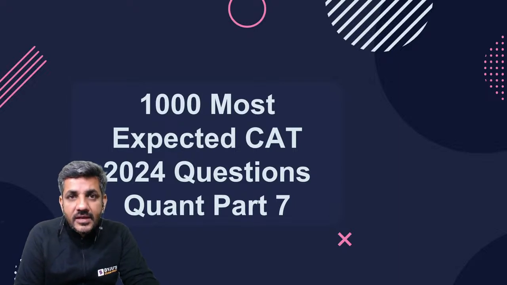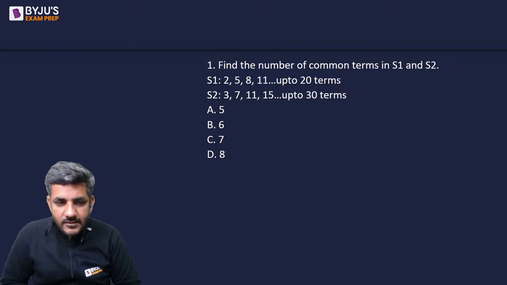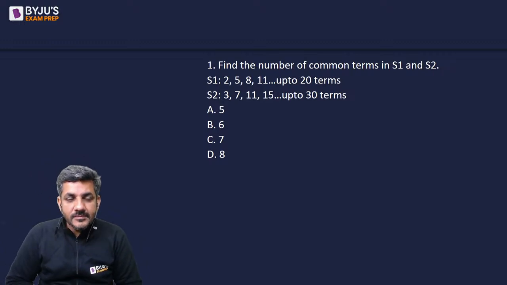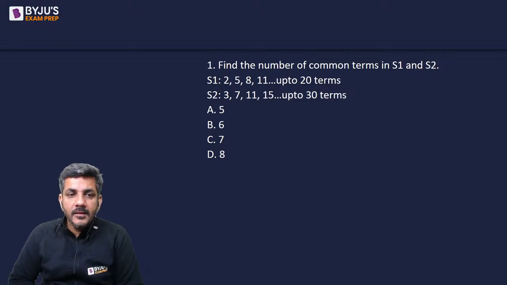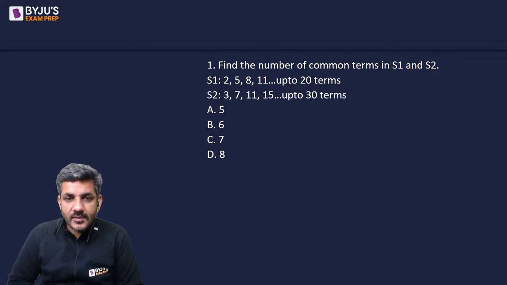Now let's start with the very first question on the screen. Let's see who answers it first. Find the number of common terms in S1 and S2. The number of terms common in the two series S1 and S2: 2, 5, 8, 11 up to 20 terms and 3, 7, 11, 15 up to 20 terms.